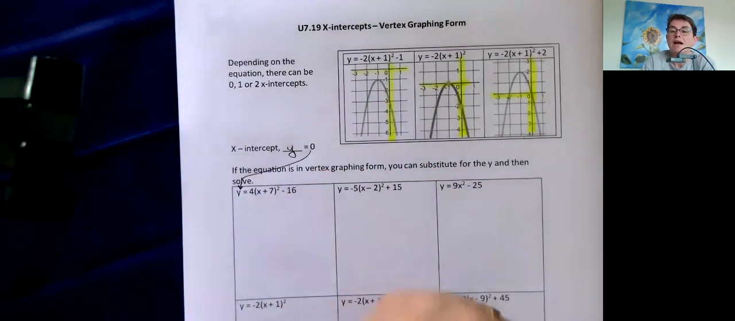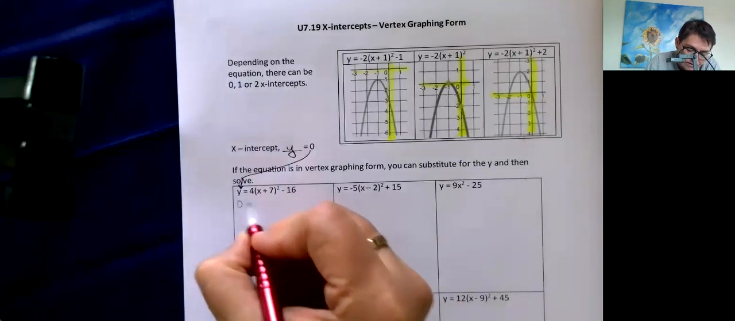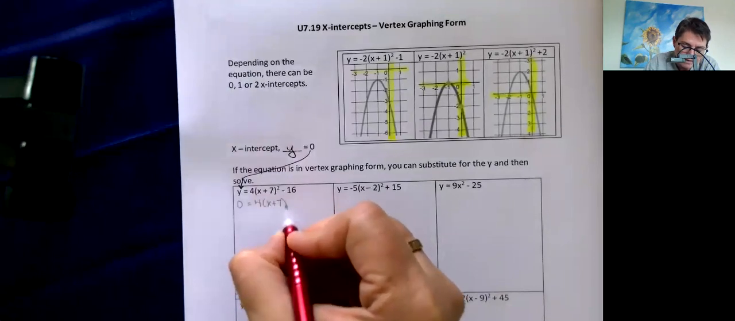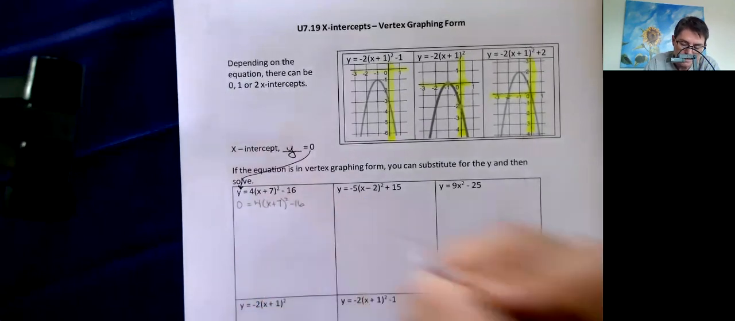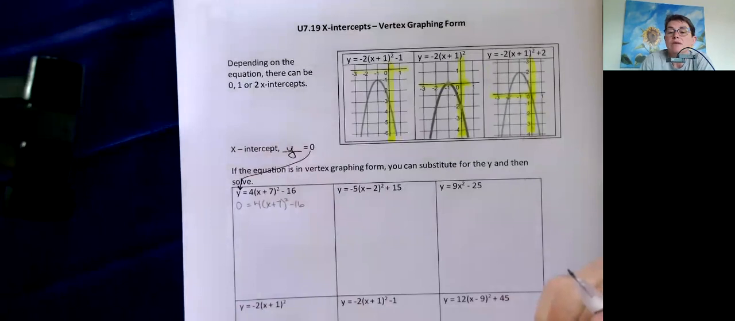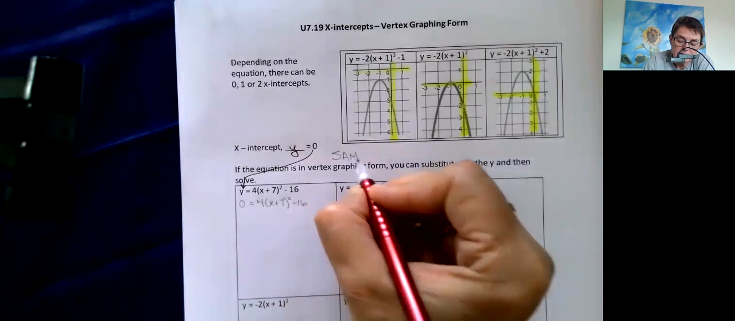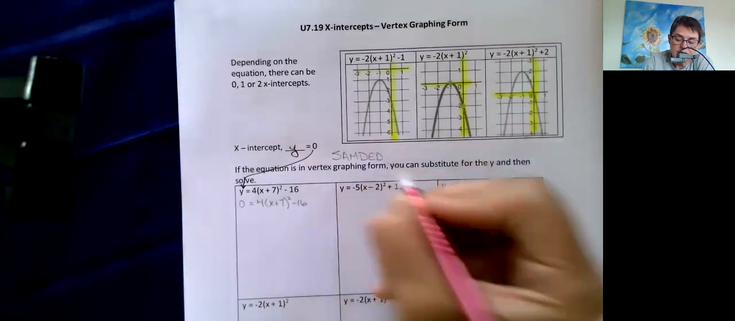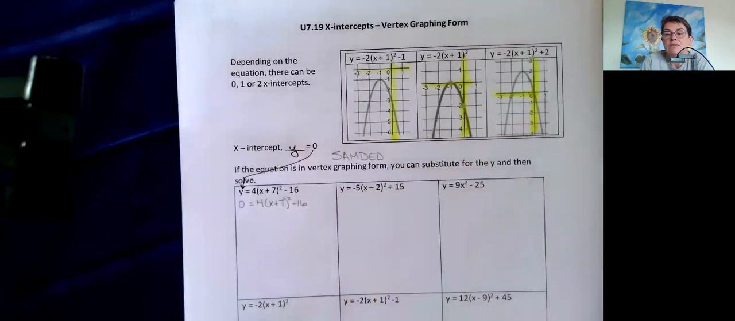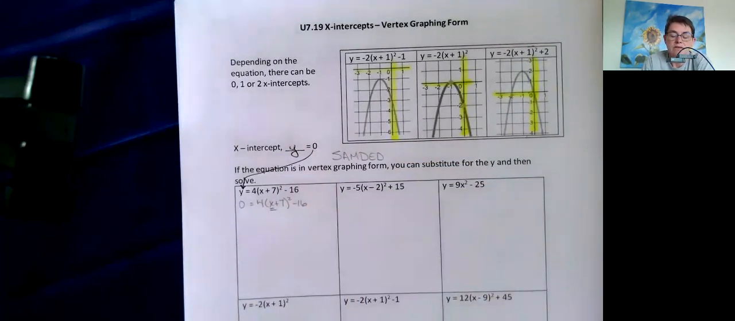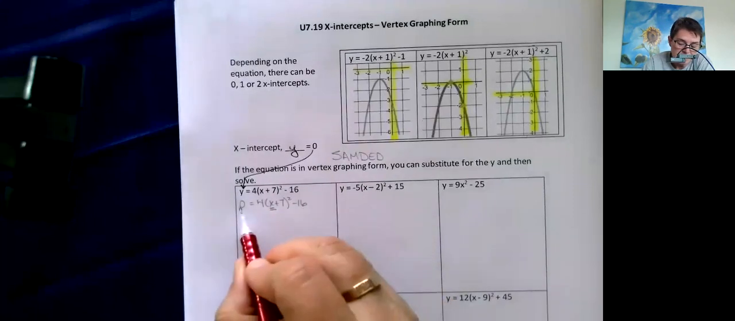Now, we have confession time. It's been a while since I've done these, so I'm going to flip over to pencil. So 0 is equal to 4(x + 7) squared minus 16. Now, if you remember, when you solve any multi-step equation, you're doing SAMDEB, or basically your regular order of operations backwards. So we are trying to get that x all by itself.